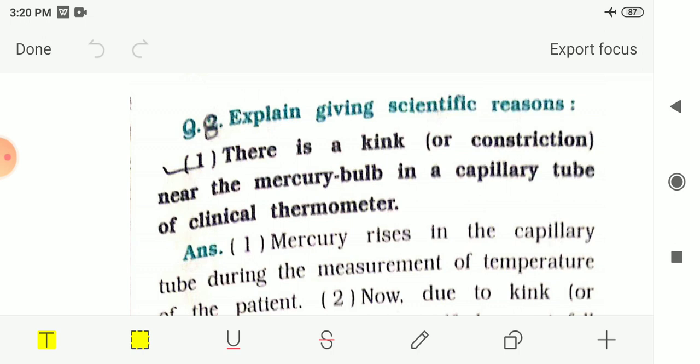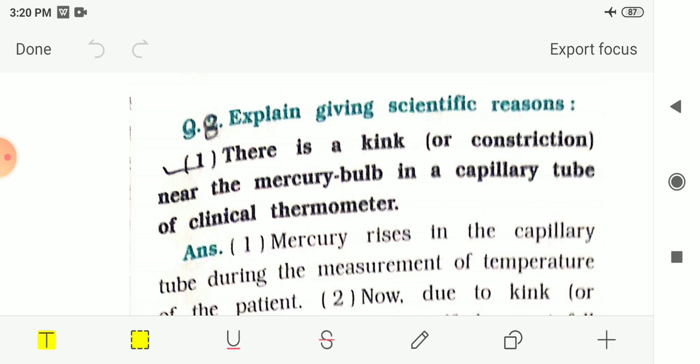Then we had seen another type of thermometer. So the thermometer which is used in the laboratory is known as the laboratory thermometer. And the range of this kind of thermometer is usually from minus 10 degrees Celsius to 110 degrees Celsius.